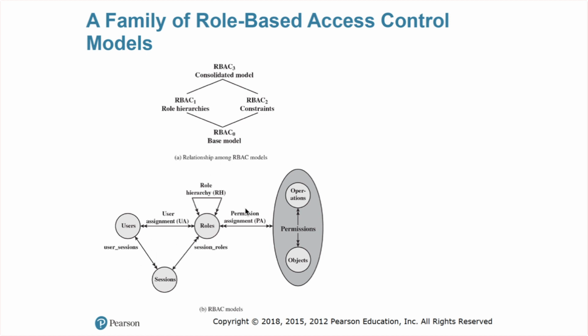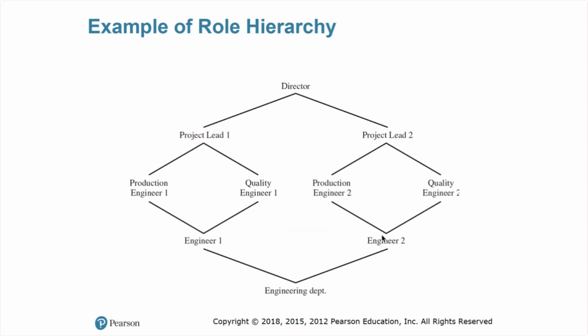So this shows the permissions, operations on the objects. So this becomes one set, and these sets are assigned to roles. And then among the roles, there could be a hierarchy, and users are assigned to sessions and roles. So basically, that's the complete picture of the role-based access model.